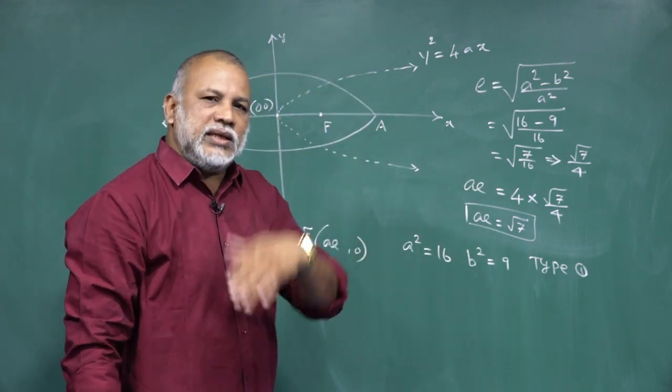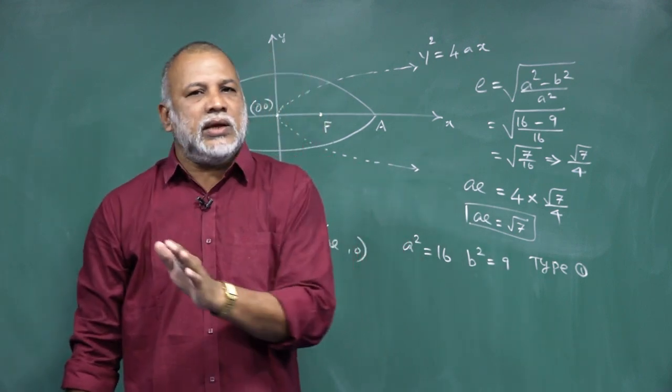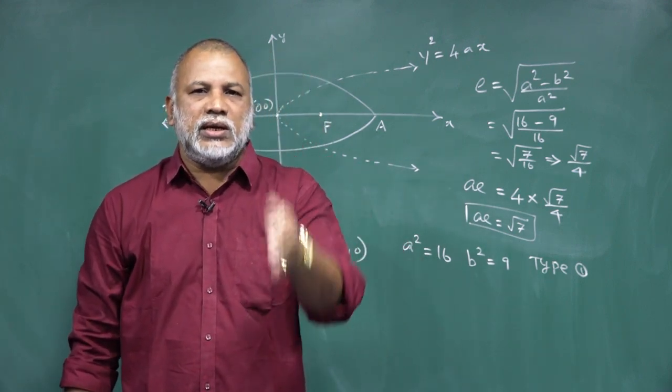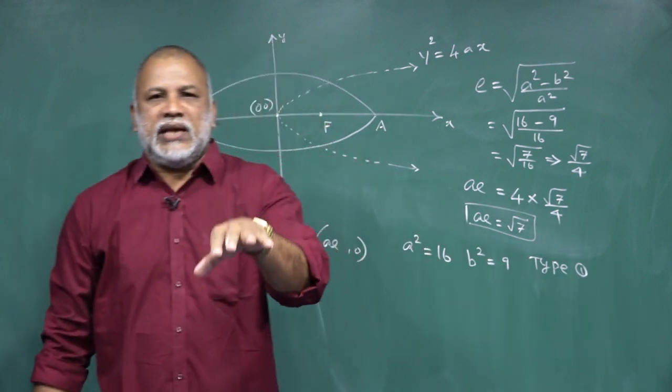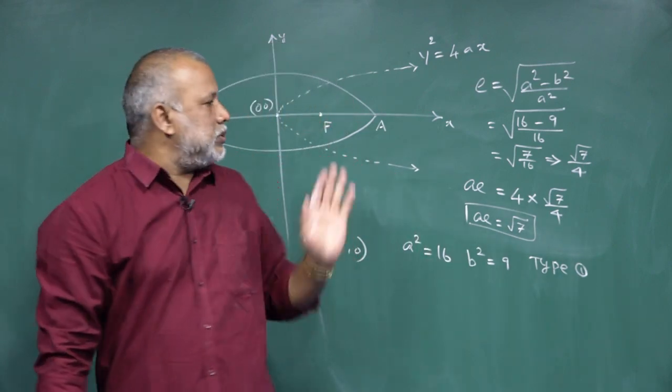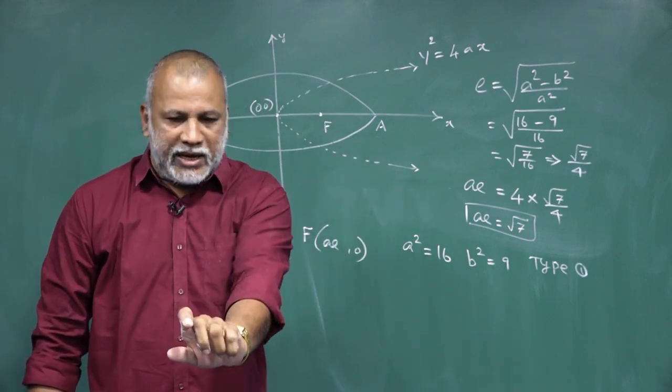Once again, listen. The standard equation of an ellipse is x squared by 16 plus y squared by 9 equal to 1. That is the standard equation. Type number 1: A squared is 16, B squared is 9, major axis along the x axis. So draw the diagram. And also we are going to draw a parabola.